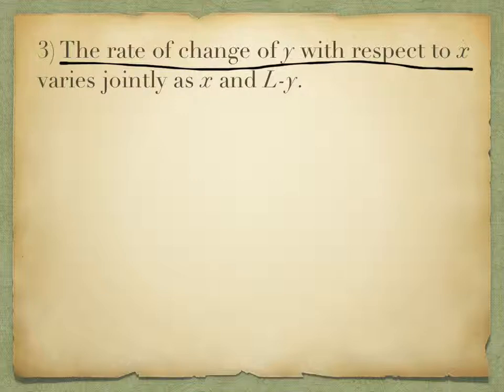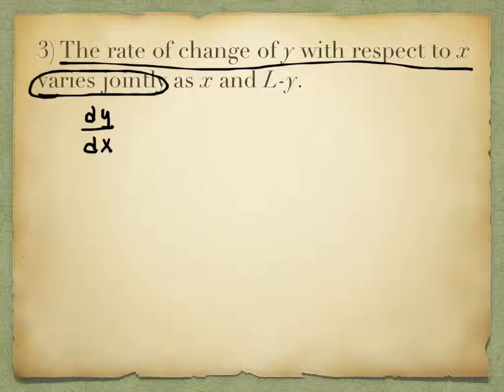What does that mean? It's dy over dx. That is one of those phrases that in Calc 1 you learned means derivative. That's all that is. Okay, so that's not the college algebra part. This part right here is the college algebra part that I was wanting you to remember. Varies jointly. What in the world does varies jointly mean?